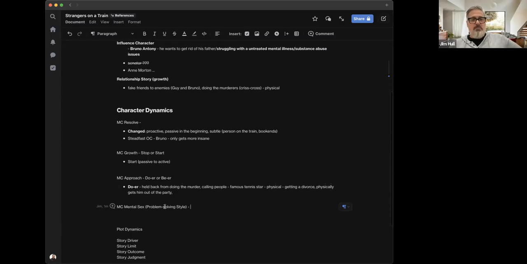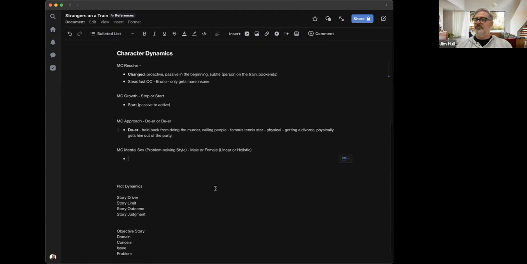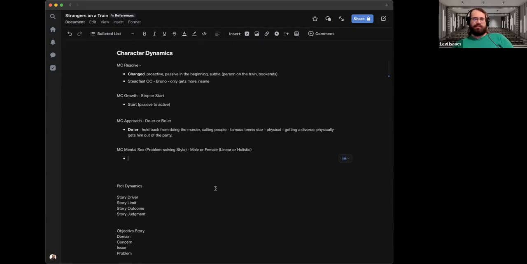So let's look at the mental sex or the problem-solving style, which would be male or female, or the problem-solving style would be linear or holistic. Thoughts? I don't really feel strongly, but I'm getting the sense more of linear. But again, I don't feel strongly.